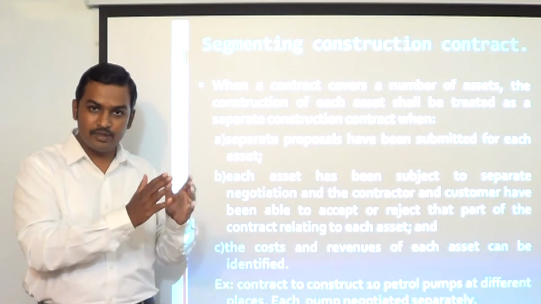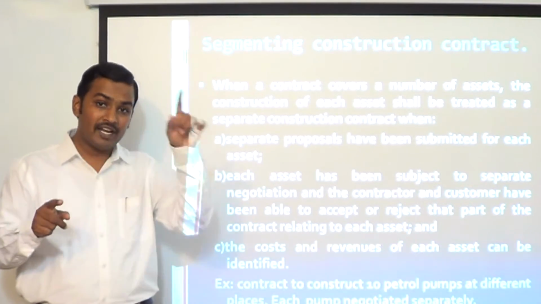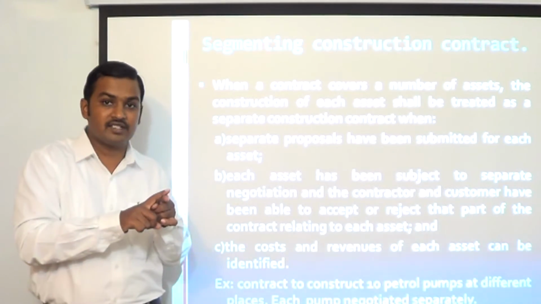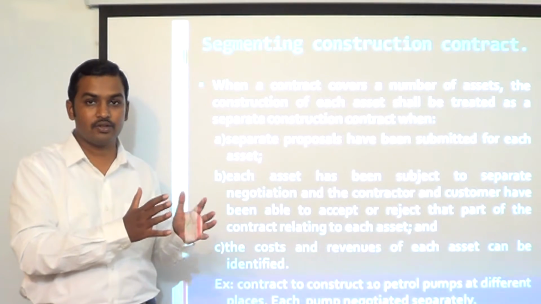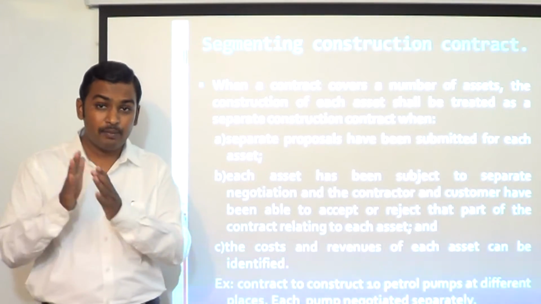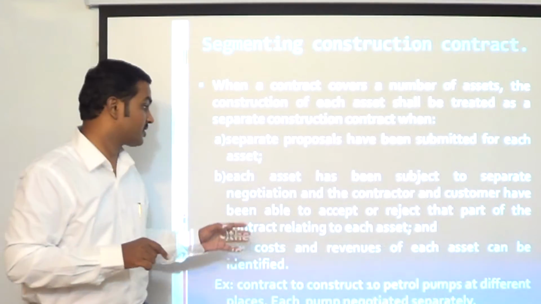So there can be a single contract covering multiple assets, but the standard is not applied to the entire contract, it is applied to one of the assets covered by the contract. This is called segmentation of the contract. Now when will we apply the requirement of the standard to individual assets rather than to the entire contract is what we are going to discuss here.